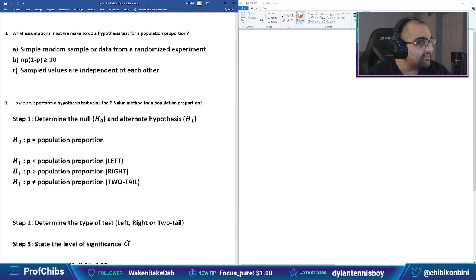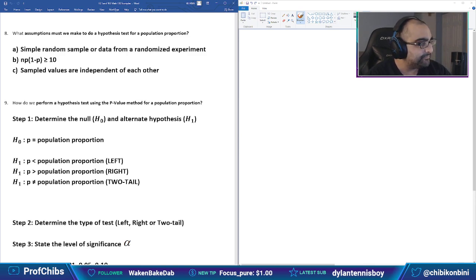And then finally, every member of the sample, every person or item, has to be independent of each other. So one person cannot, for example, influence another person's opinion on the matter. You can't have one person influence the other. They must be independent in nature.